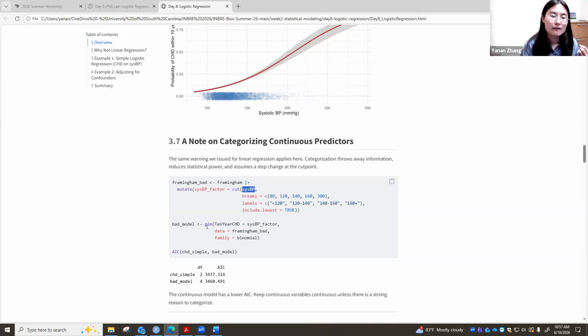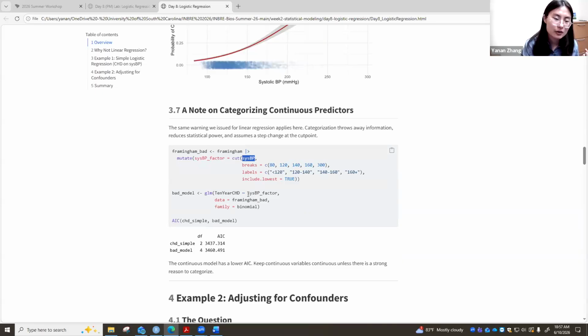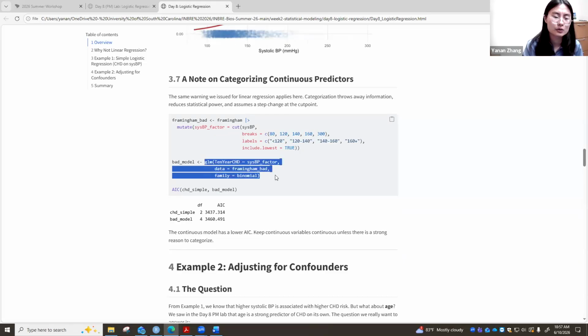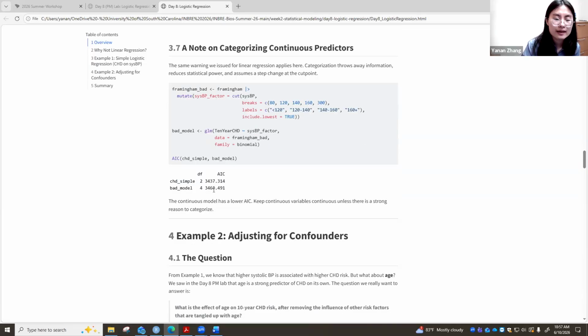And then for the logistic regression, instead of using the continuous systolic blood pressure, it used the systolic blood pressure groups. And here we want to see which is the better model, and we can compare the AIC. We know the smaller AIC basically tells us a better model, right? So here we can compare the AIC. The one we did before using the continuous variable has a smaller AIC.